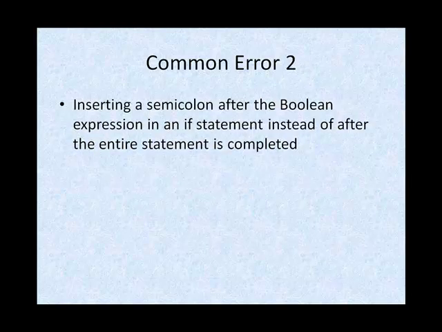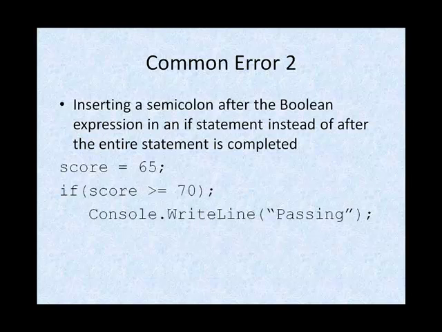Another mistake is inserting a semicolon after the Boolean expression in an if statement instead of waiting until the entire statement is complete. This is easy to do because in C# you get used to inserting semicolons at the end of many lines, but they don't belong at the end of every line. For example, if you set score to 65 and then say if score greater than or equal to 70, WriteLine passing, this semicolon will cause a logical error.